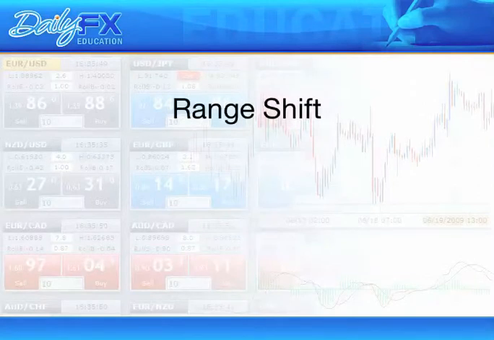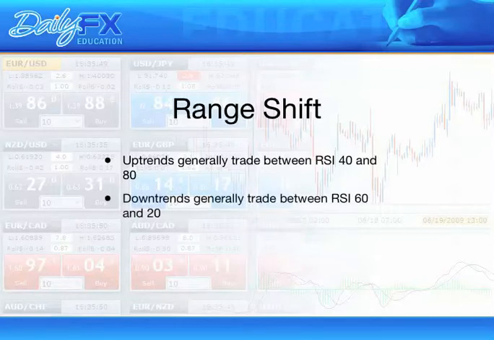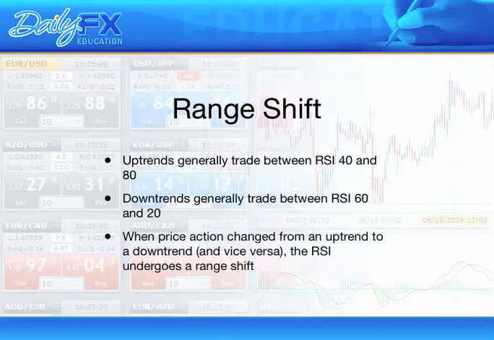A chartist by the name of Andrew Cardwell expanded on Wilder's interpretation of using the 50 level as a trend confirmation tool. First, Cardwell noticed that uptrends generally traded between RSI 40 and 80 levels, while downtrends usually traded between RSI 60 and 20 levels. Cardwell observed when price action changed from an uptrend to a downtrend, and vice versa, the RSI will undergo what he referred to as a range shift.